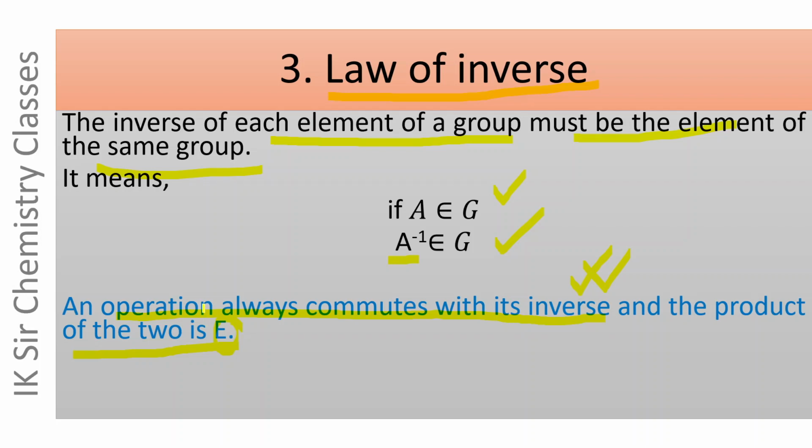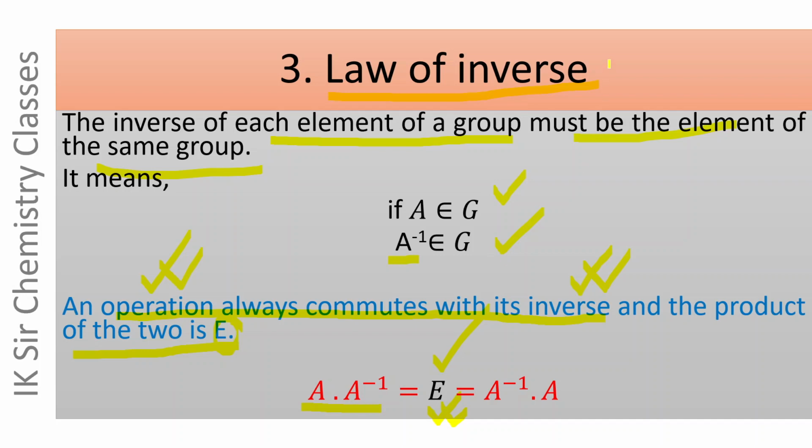We can say that in a symmetry group, any symmetry operation always commutes with its inverse operation, and the product of these two is equal to identity. Here, A multiplied by its inverse is equal to E. At the same time, the law of commutation holds good. A inverse multiplied by A is also equal to E.